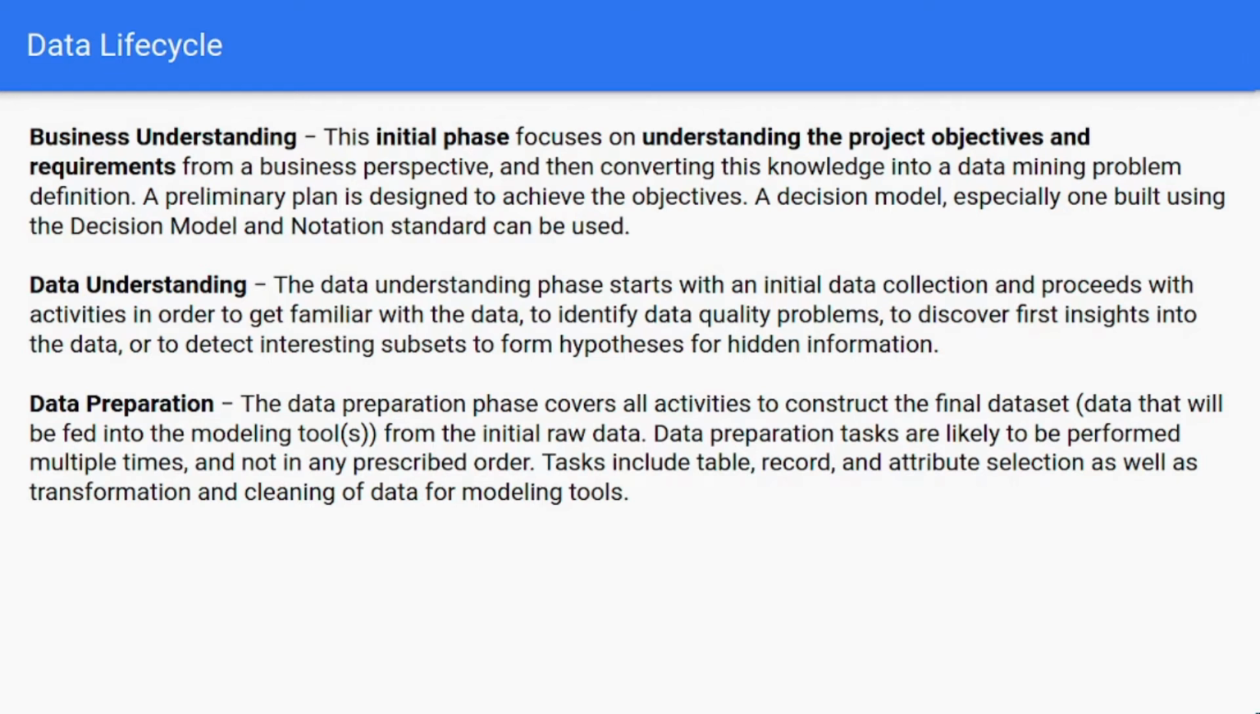Maybe we may need to implement some kind of business support, for example, spam filtering, right? Or any other mining solution, a data mining solution, to achieve any goal. It may come from that. A preliminary plan is designed to achieve the objectives. A decision model, especially one built using the Decision Model and Notation standard, can be used.